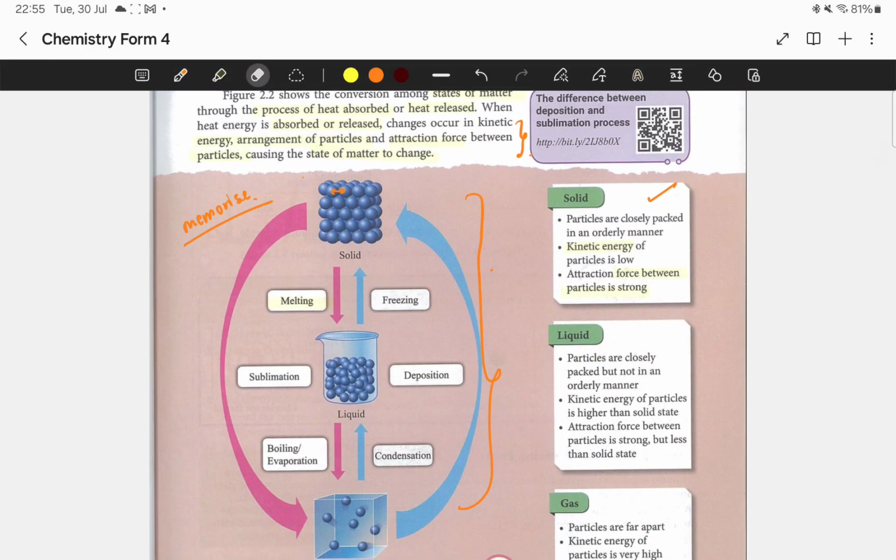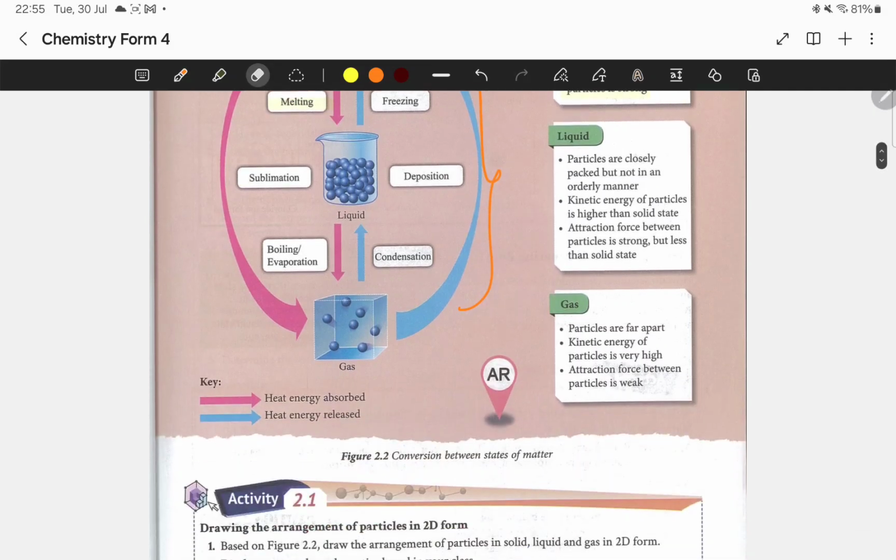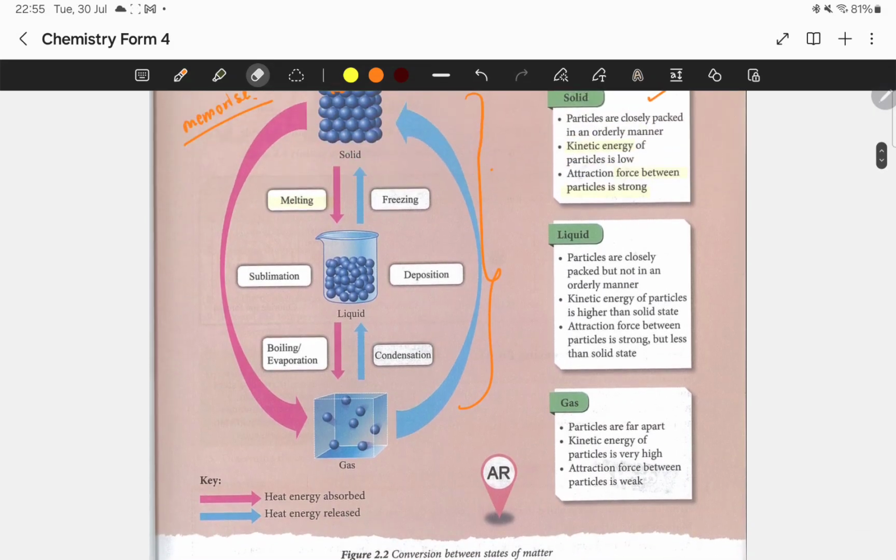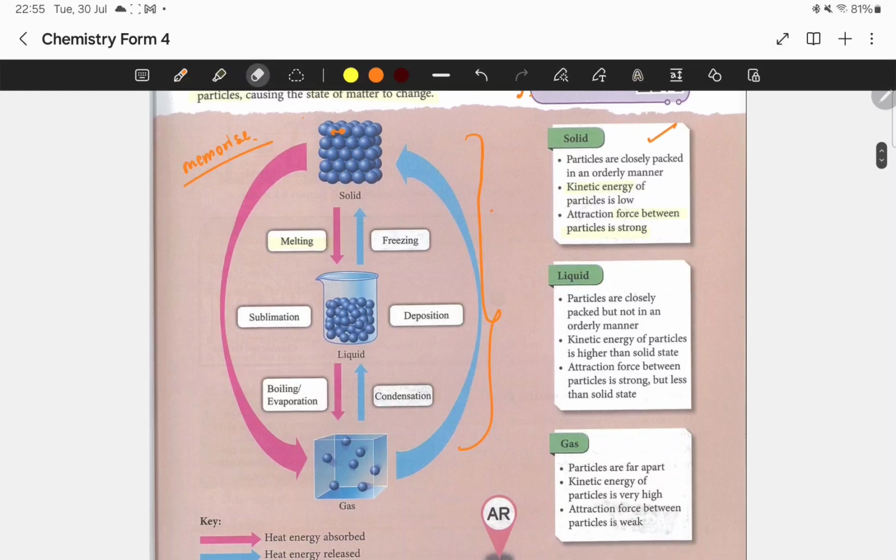Okay, but do remember that I want you to memorize this whole figure 2.2 because it can be an exam question for sure. I can guarantee 100%.